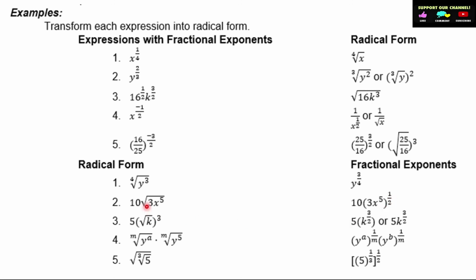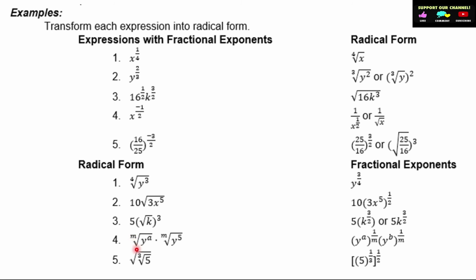Nga 1/2 man, di ba? Square root. So understood na siya 2. Giusa na nato silang duha since ang 3x to the power of 5 naasud sa square root sign. Number 3, 5. Nalayo na si 5. So 5, then k. Kopyahon nimo 3 over 2. Mao ni siya.